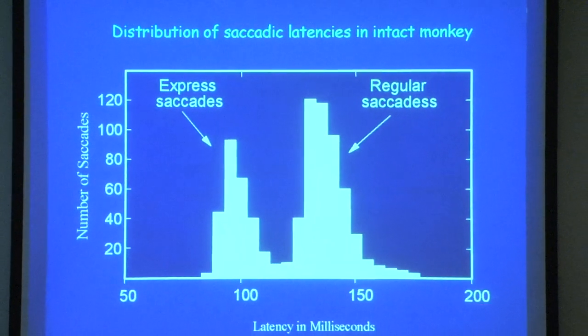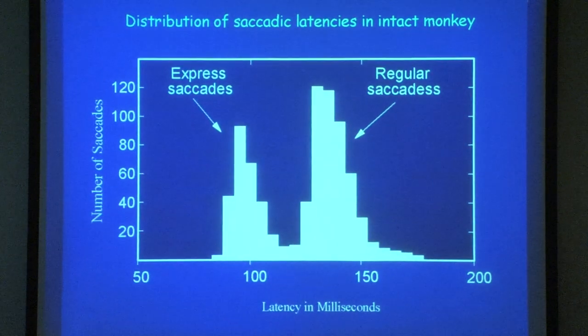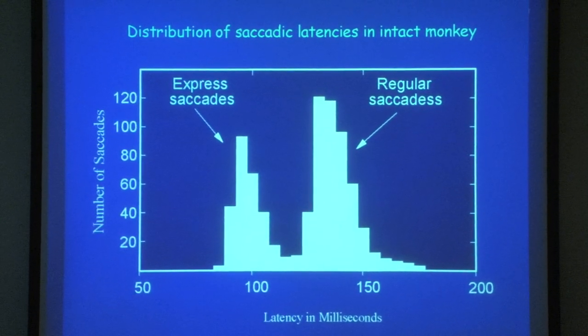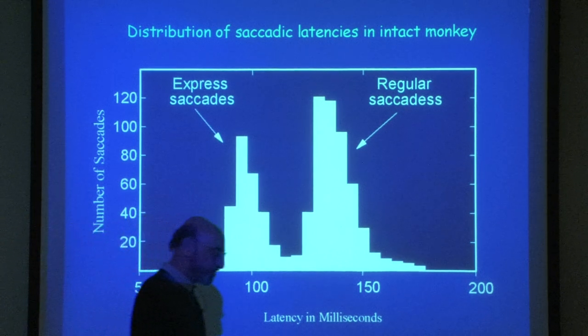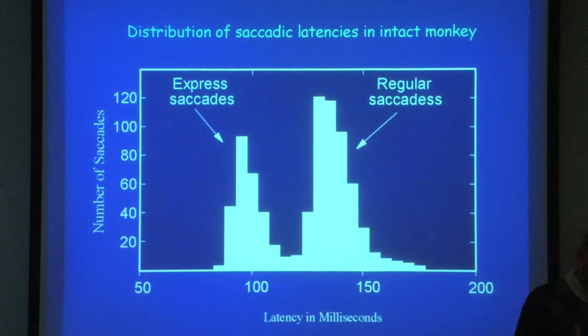And they made an incredible discovery that subsequently generated hundreds of studies published in numerous journals. Here we have the latency of saccades made, and here's the number of saccades. What you get is a bimodal distribution of saccadic latencies. Amazing. They called the first mode, with an average latency for bright stimuli of about 100 milliseconds, express saccades. The second mode they called regular saccades, and that took about 135, 140 milliseconds on average.